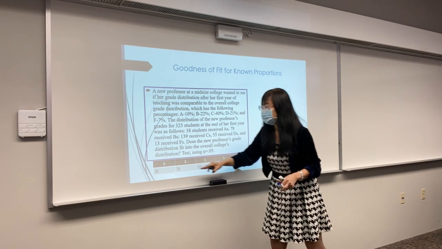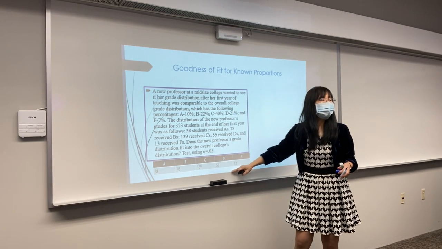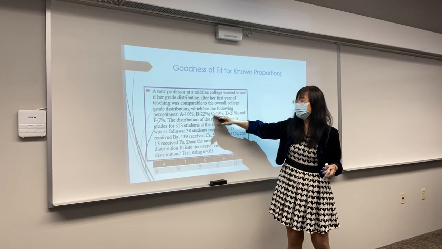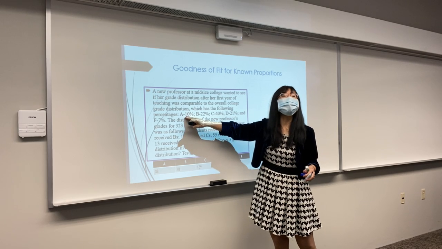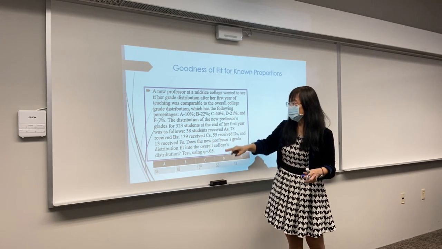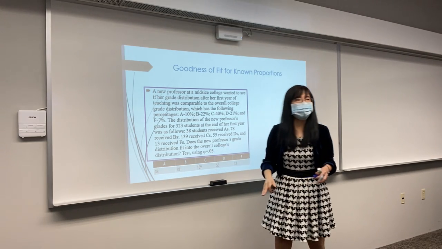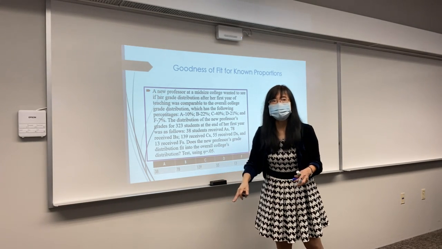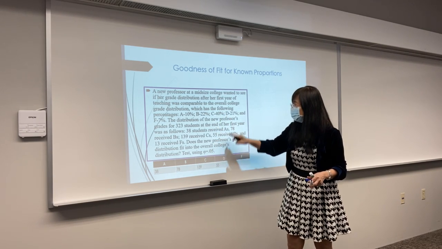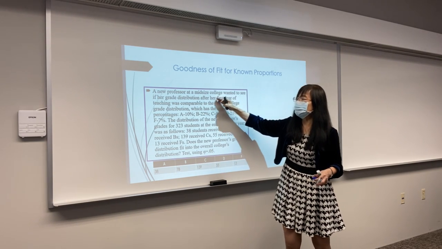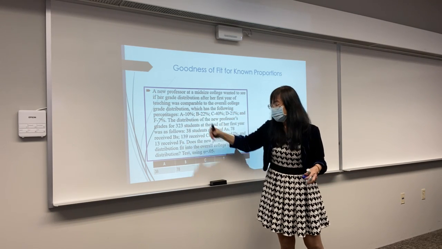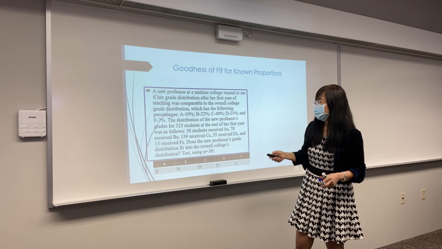And she wanted to see if these numbers match this percentage. Okay, so ideally, in the overall college, 10% of students got an A, right? 22% got a B. So we want to see if that 38 is 10%, if 78 is 22%, if 139 is 40%, and so on. So that means you already know some proportions. Okay? And so you need to test at 0.05.